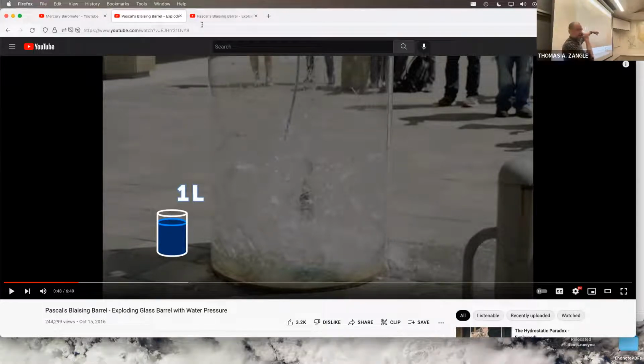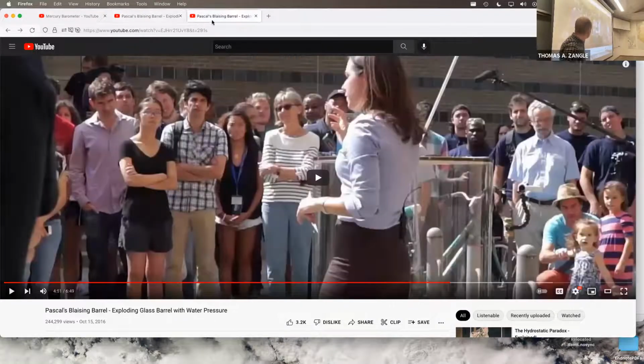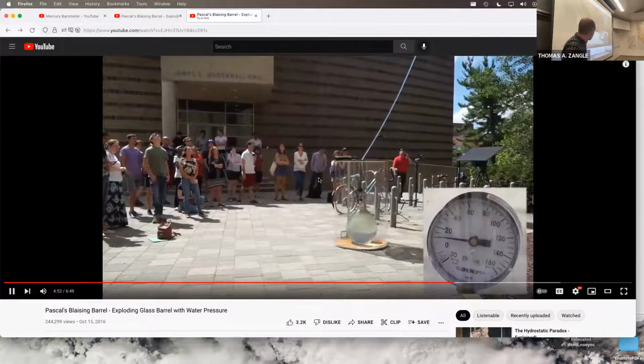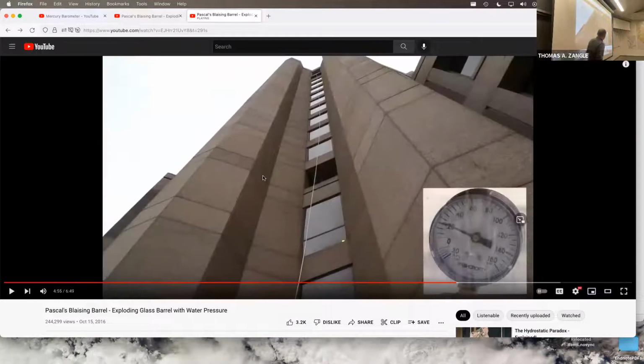I encourage you to watch the whole video. Again, this is going to be posted. It's in the slides. It's also going to be in pages on Canvas with an embedded link. And the whole video is great. But we're just going to watch the filling process. So we have here just a setup, we have a pressure gauge on top of the barrel. There's the tube.